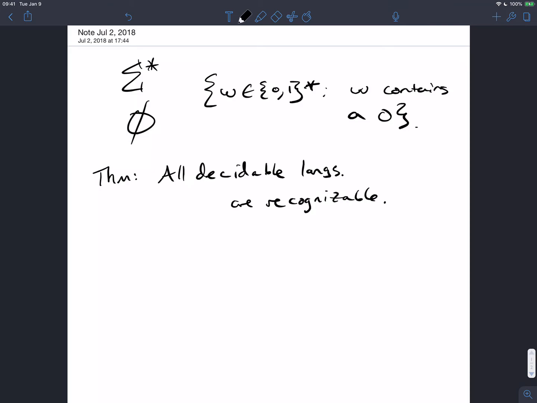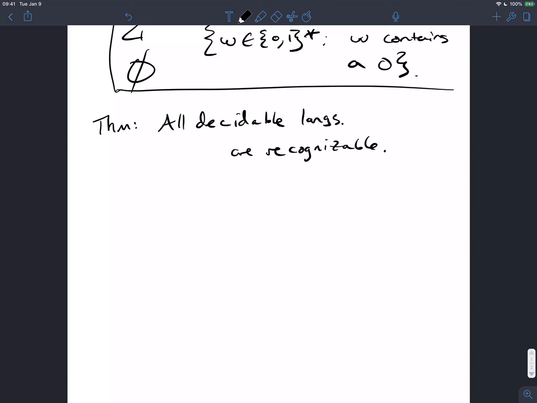So let's just say that that's true and we've proved it. What can we say about these first three languages then? We just showed that they're decidable, so what else do we know? They must be recognizable. So why is this theorem statement true? I have in the notes, follows from the definition. But does it really?